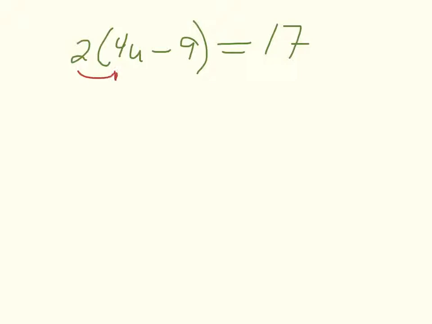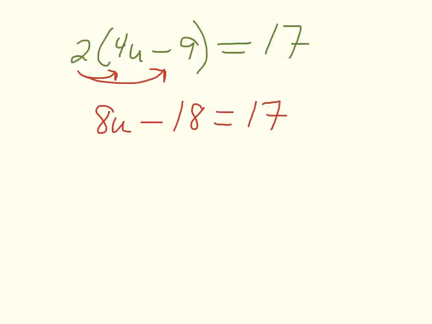Let's try this guy. 2 times 4u minus 9 equals 17. Okay, so again, we look inside the parentheses really quickly. 4u cannot subtract with 9. They are not like terms. So that means we are forced to distribute. 2 times 4u is 8u. Copy down that minus sign. 2 times 9 gives us 18. And then we have 17, which we haven't touched yet.